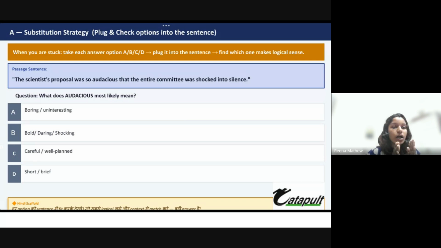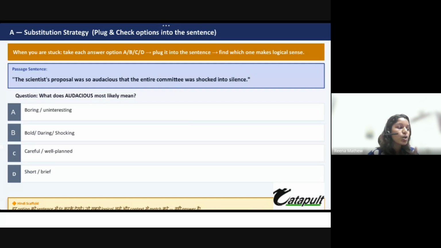Okay, look at this sentence. The scientist's proposal was so audacious that the entire committee was shocked into silence. Okay, so audacious ka meaning we don't know. And there are 4 options. So try to fit them here. Does it mean boring? You don't know the meaning. So one option you are trying to fit.